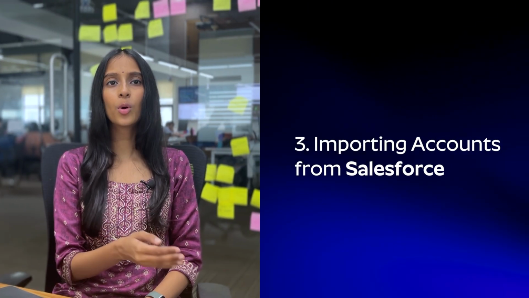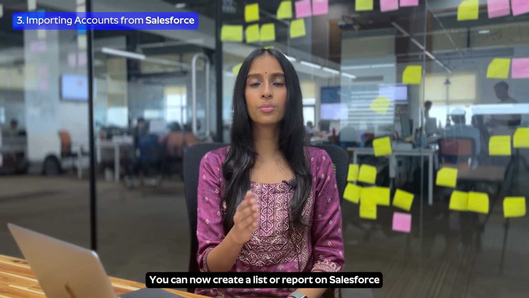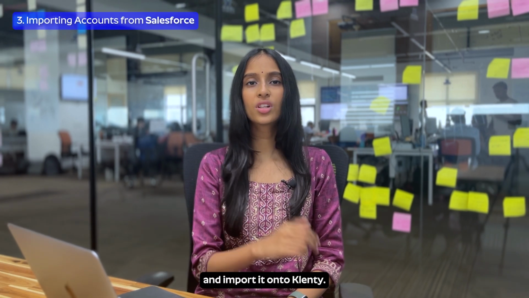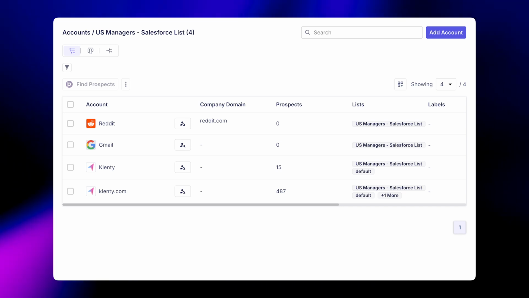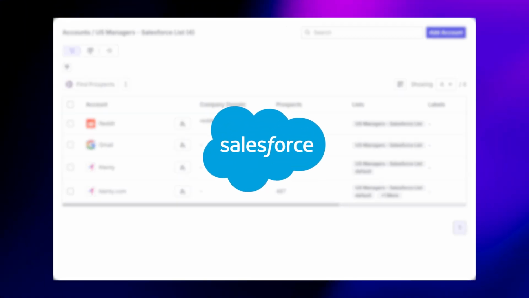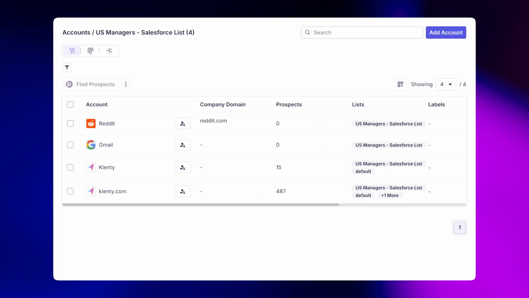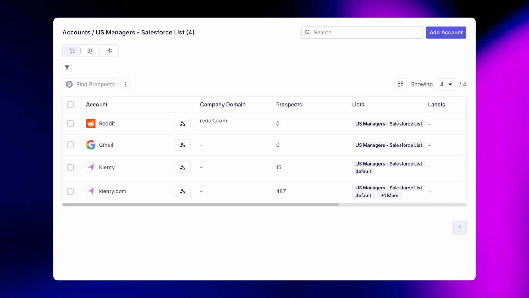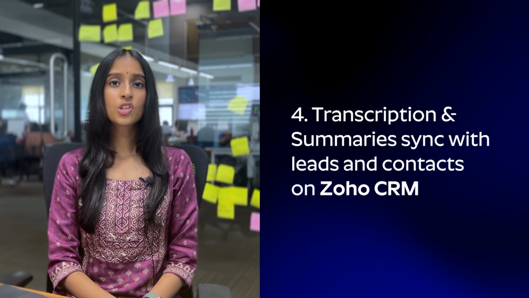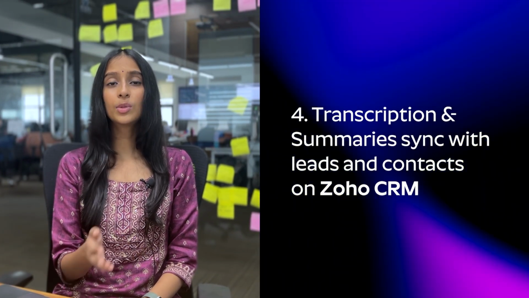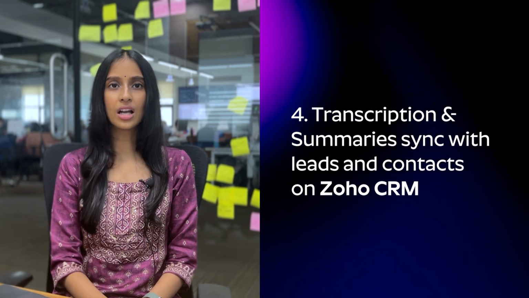Number three, importing accounts from Salesforce. You can now create a list or report on Salesforce and import it onto Klenty. You can label the lists you're importing from Salesforce and use the same for filtering prospects on Klenty once the data is synced. Number four, transcriptions and summaries can now be synced with leads and contacts on Zoho CRM.